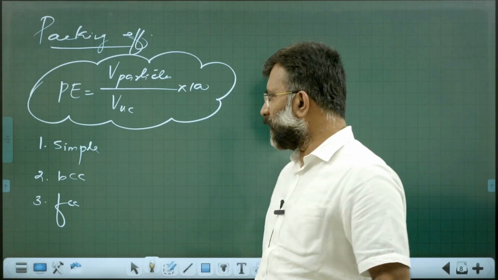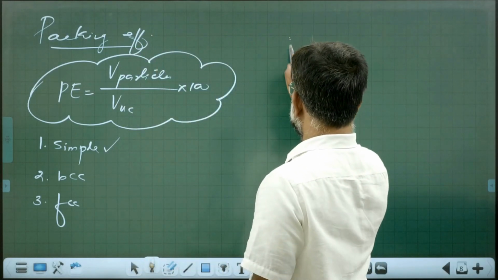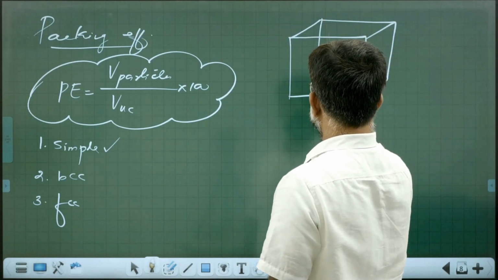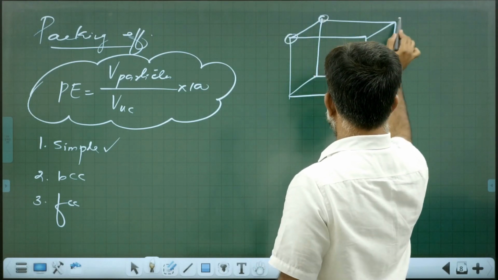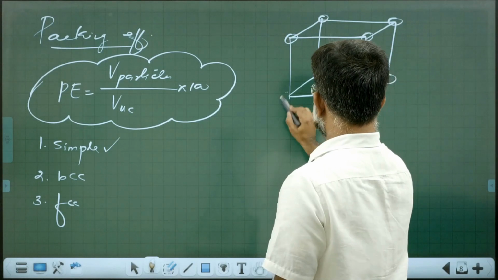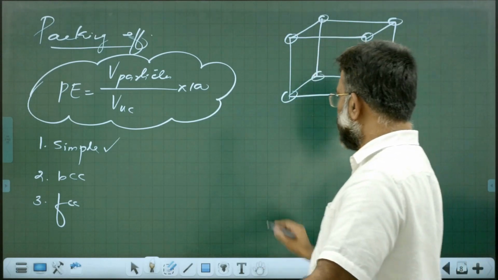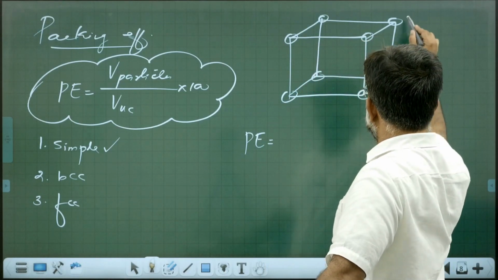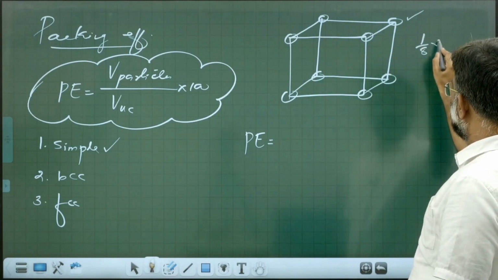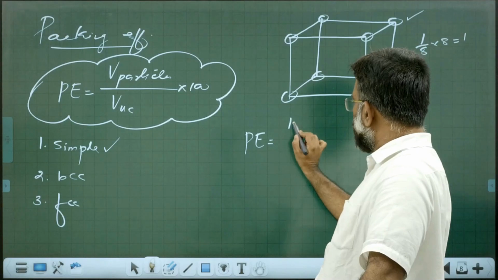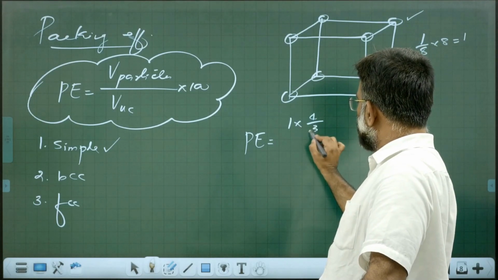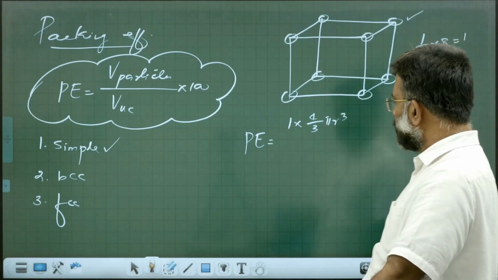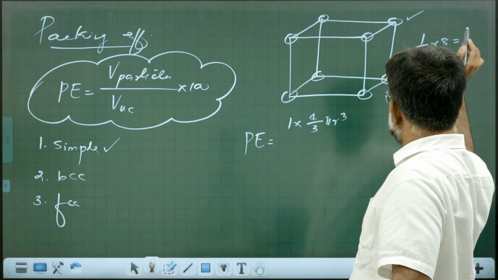Okay. First of all, let's have a look at simple cubic system. This is the simple cubic system. There are particles at the corners only. So packing efficiency is equal to volume of the particle. How to get the volume of the particle? How many particles are there? It is 1 by 8 into 8. There is one particle. I am taking it as a sphere, 4 by 3 pi r cube, assuming the particle radius to be r.